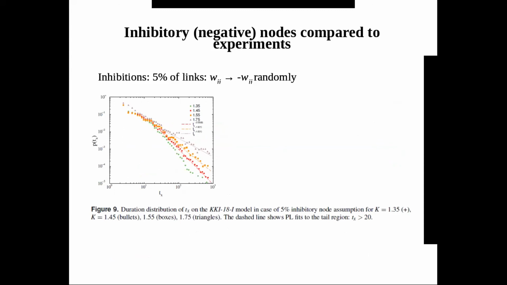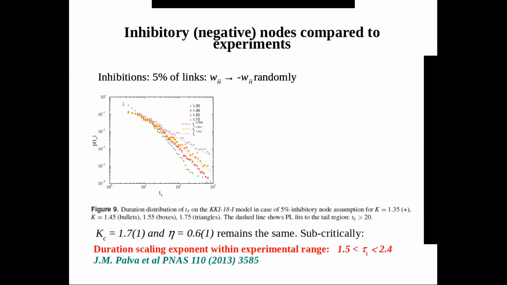We have also studied flipping all the links of a node, incoming link weights 5%, which is a bit more like an inhibitory node. Or no, sorry, this is outgoing weight. So you select nodes randomly, 5% of them, and flip all of their outgoing weights. So these are considered to be inhibitory nodes. And after performing this analysis, this characteristic time exponent tau tail remains within this range of experimental values subcritically.